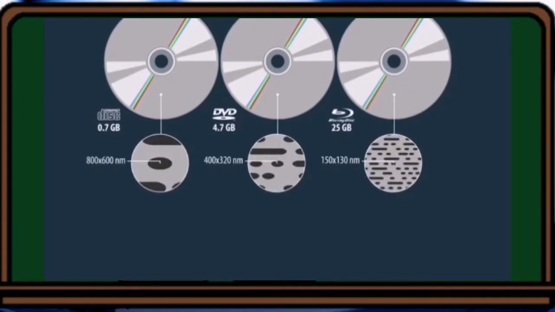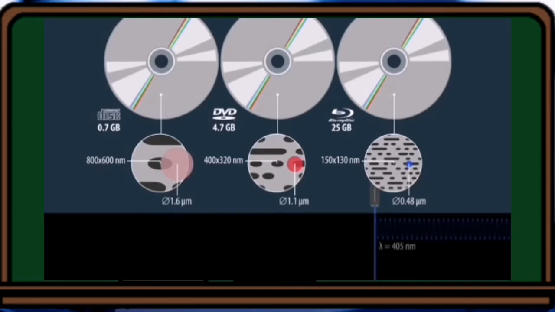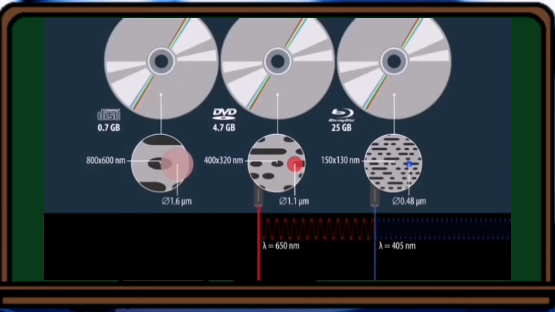Optical storage is an electronic storage medium that uses low-power laser beams to record and retrieve digital binary data. In optical storage technology, a laser beam encodes digital data onto an optical medium.